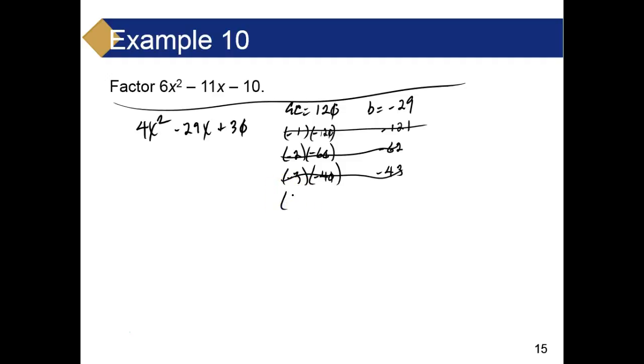Okay? Next, negative 4 times negative what? 30. That adds to negative 34. Hey, that's getting closer, but still not there. Next one. He was wanting to get there, wasn't he? Okay, negative 5 times negative what? 24. Okay. What does that add to? That's it. Negative 29. Ding, ding, ding. Winner, winner. What do we do with it?